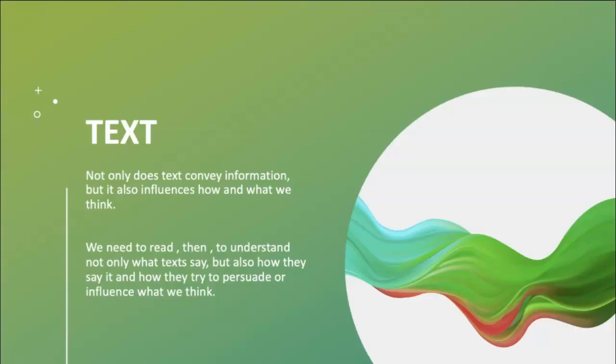Not only does text convey information, but it also influences how or what we think. Anytime we're in a political season, there are so many messages that are being sent to us. There are visuals, there are words, there's sounds. All of this has a purpose. And remember what I've told you from week one. Everyone writes for a purpose. The same is true in an advertisement or an article that someone's written. They're writing it for a purpose, and many times they're trying to influence you in what you think. So we have to read then to understand not only what that text is saying, but also how they say it and how they're trying to persuade or influence what we think.